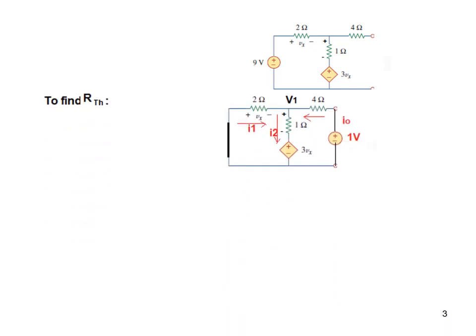I have also marked the currents. So this is I1, this is I2, and this is I0. And to find RThevenin, all we need is to find I0. If you find this current I0, then volt divided by current will be the resistance. So this 1 volt divided by I0 will give RThevenin. So our aim is to find I0. So let's take help of nodal analysis.